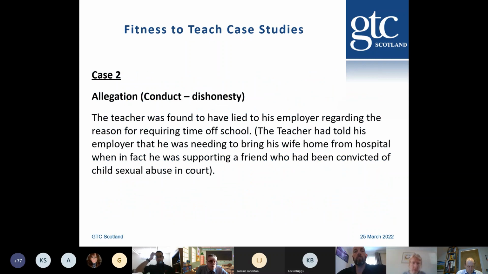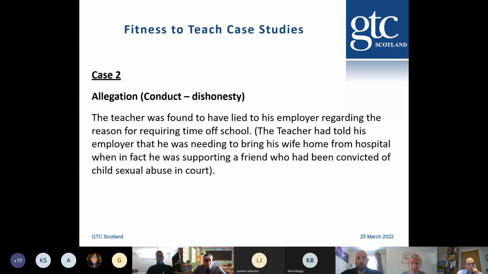Now, we'll move on to the second one. This one was to do with dishonesty. The teacher was found to have lied to his employer regarding the reason for requiring time off school. The teacher had told his employer that he was needing to bring his wife home from hospital, while in fact he was supporting a friend who had been convicted of child sexual abuse in court.